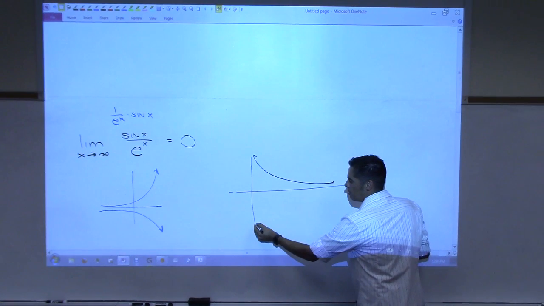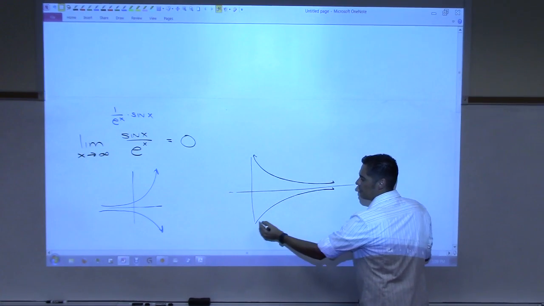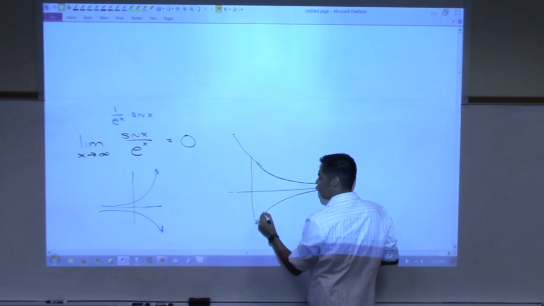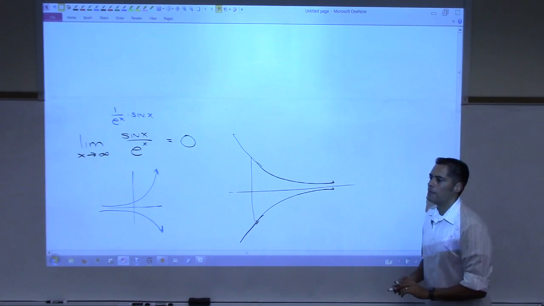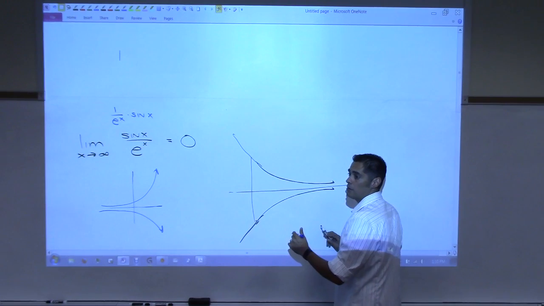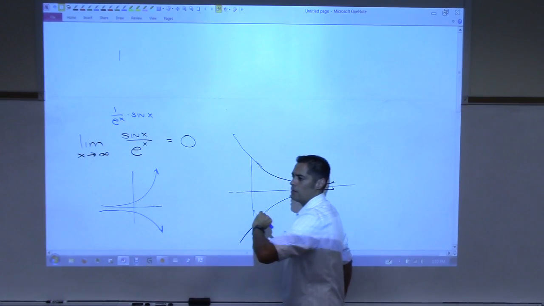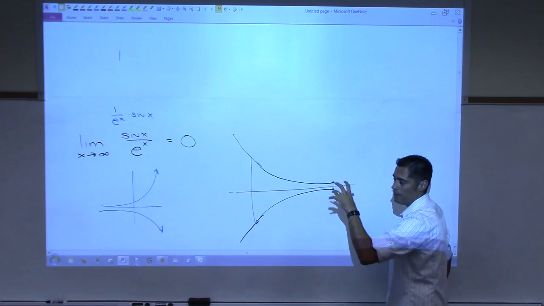And if I draw another one reflected over the y-axis like this, another e to the x like that, this actually goes through. So it goes past 1. Yes, this is never undefined. 1 over e to the x is never undefined because it can never be 0 on the bottom.